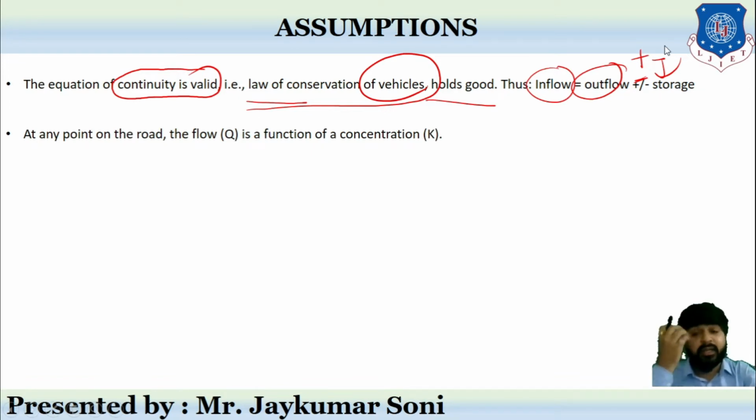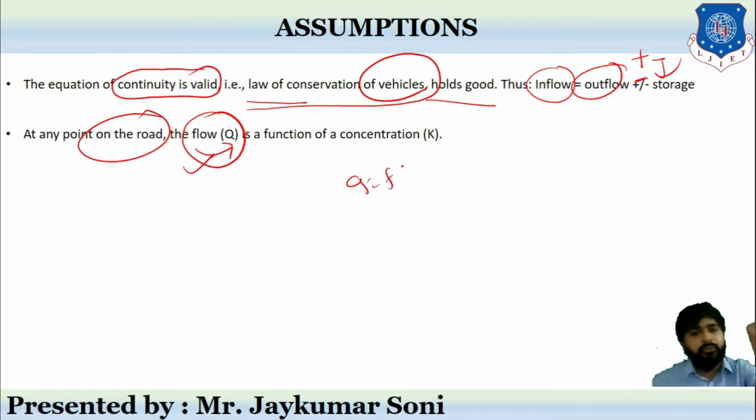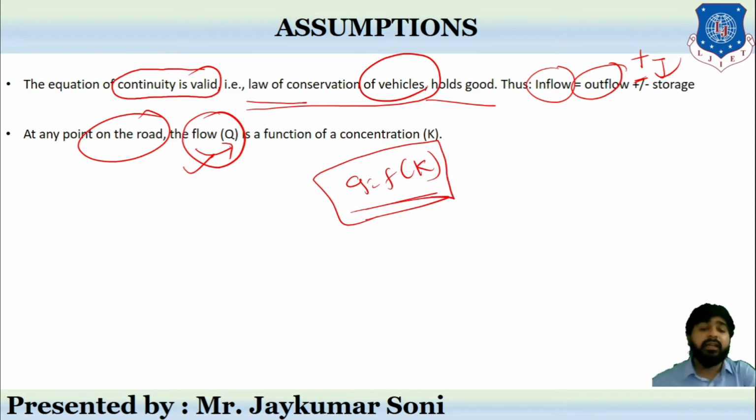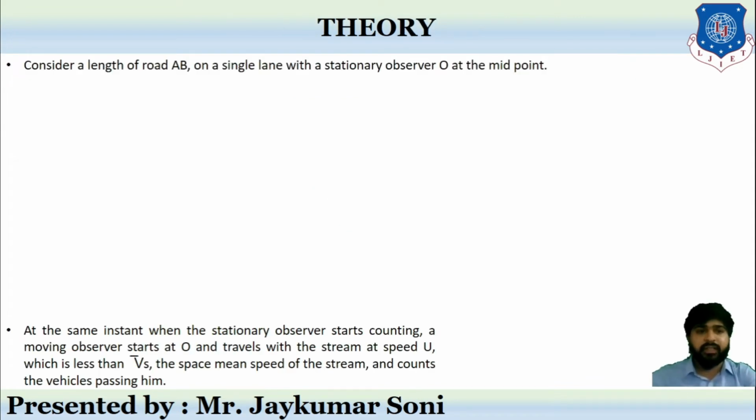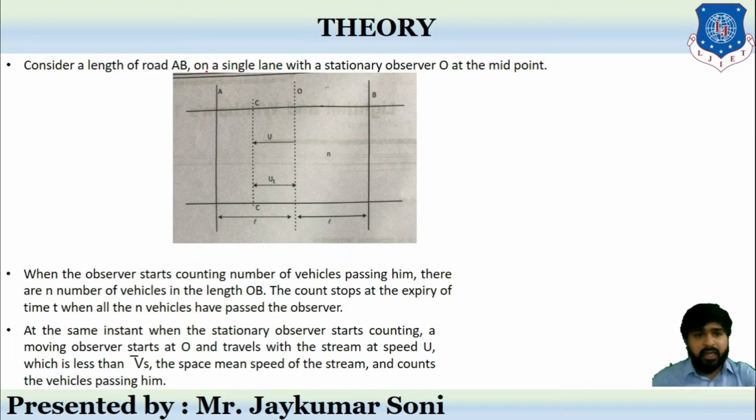The second assumption they have made is that at any point on the road, the flow, denoted by Q, traffic flow is denoted by Q, is a function of the concentration K, meaning density K. These are the assumptions. Let us start with the theory. Consider a road length ABC, where A to B is the road length they have considered. This is a single lane and one stationary observer is here at the midpoint O.